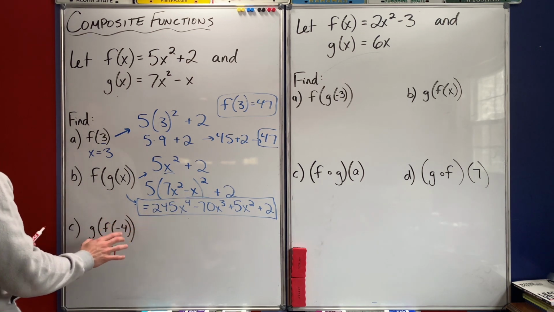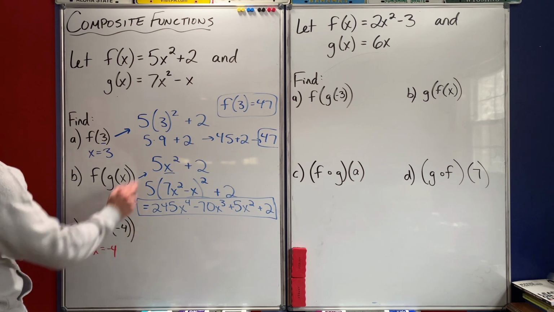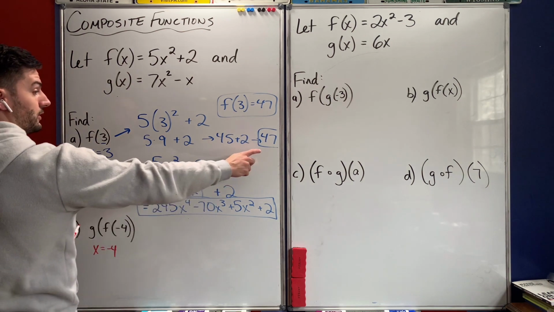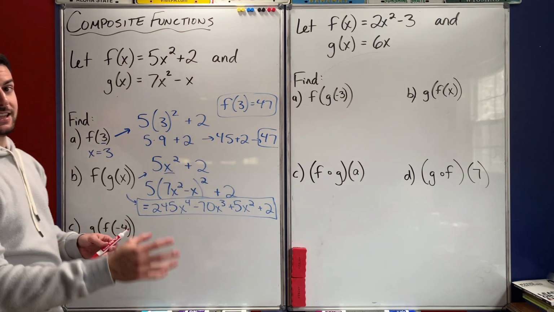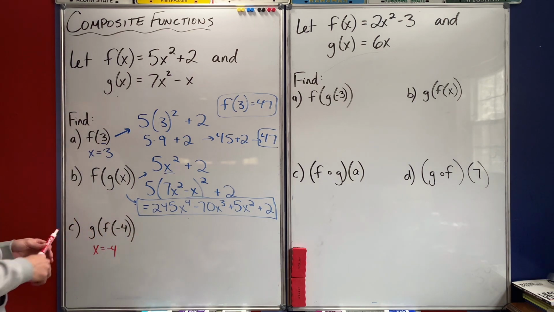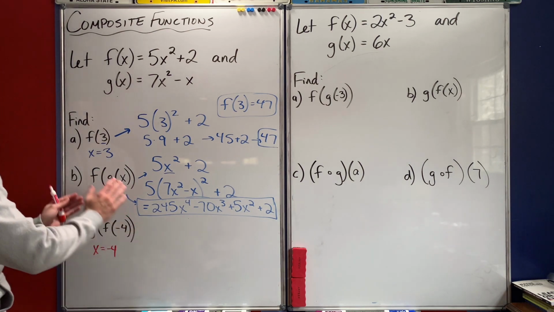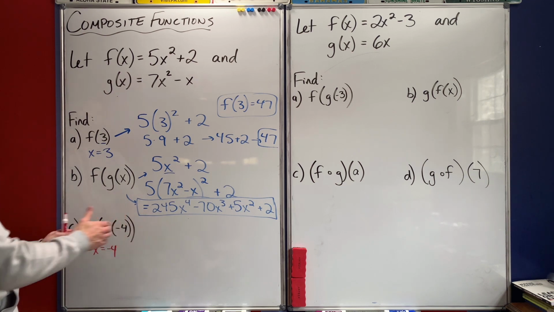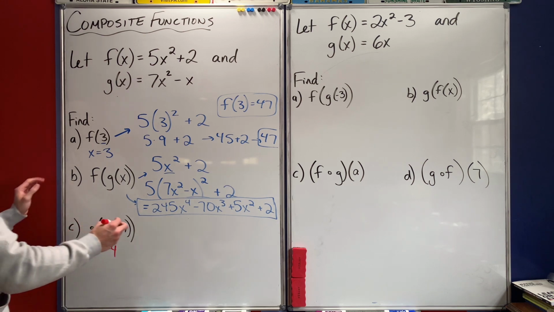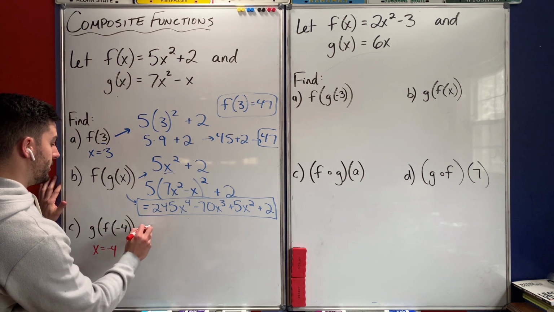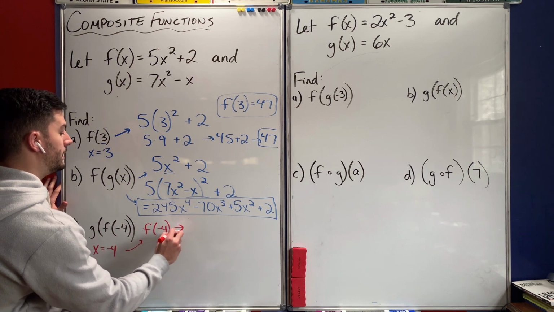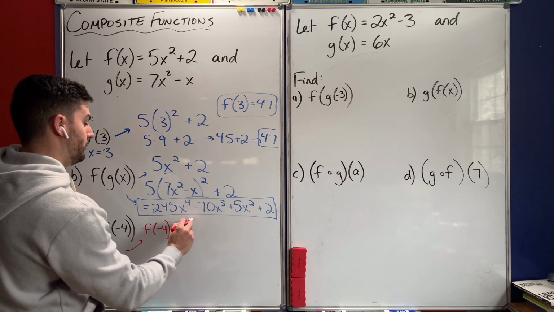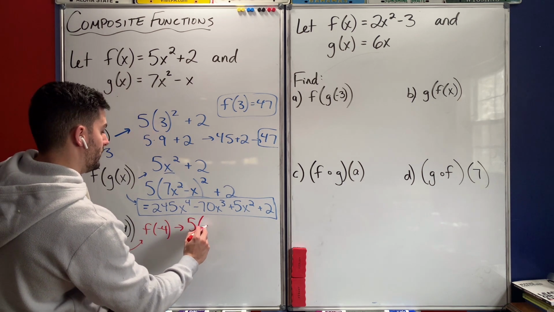What I'm going to do is take negative 4 and plug it into the f equation, and then I'll get a single number as an answer there, just like I did for this. But then I'm going to take that answer and plug it into the g equation. So again, we're finding the answer for f, and then taking that answer and plugging it into g. So again, work inside out. That's the key for these. So first, I need to evaluate f of negative 4. That's taking this equation, 5x squared plus 2, but replacing that x with a negative 4.